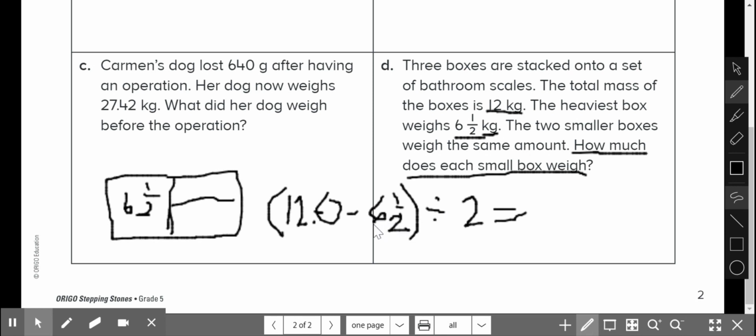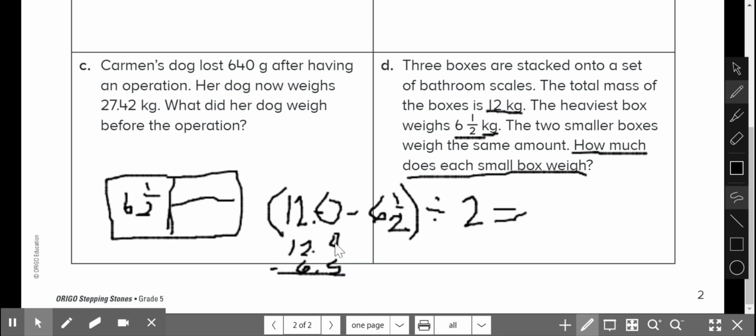Now you've got to ask yourself, do you like to see this as 6 1/2, or would you like to see it as a decimal? Again, I'd like to see this as a decimal, so I'm going to rewrite what I have. I've got 12.0, and I'm going to go down this way because I like to do subtraction going down. 6, half of 1 is 0.5, okay. And then I'm going to subtract.